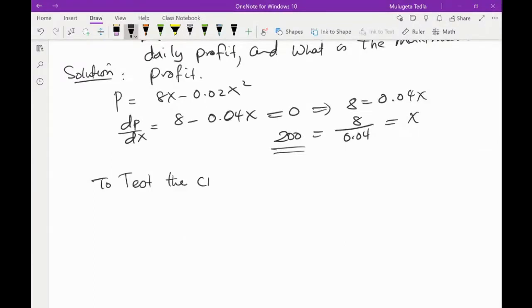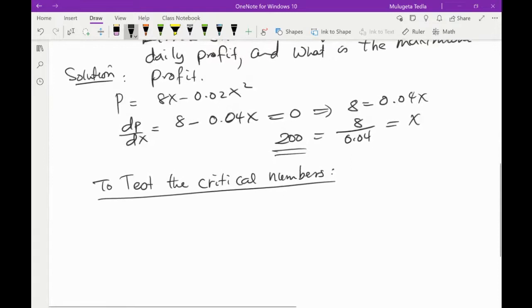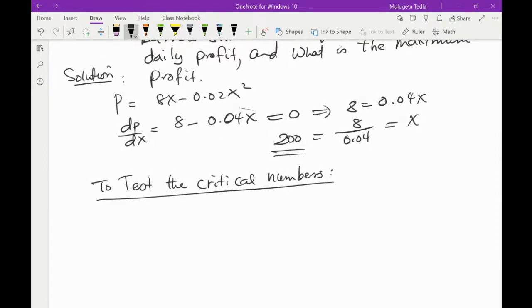the critical number. There are two ways. We can use the first derivative test or the second derivative test. The second derivative test is better because this is the derivative, and the second derivative of this is easy. It's your choice. d squared p by dx squared is negative 0.04.